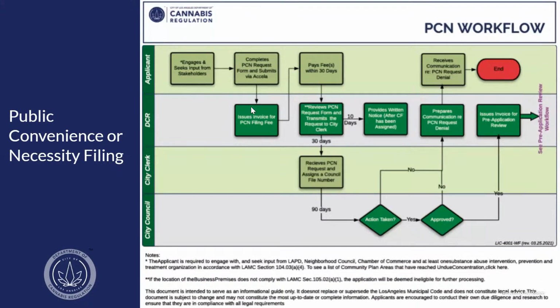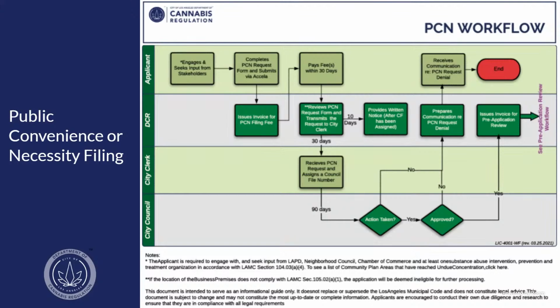Generally, as part of the PCN process, this is the actual original workflow. What will happen now is folks will go through the pre-application review process, and if we find that it's subject to a finding of undue concentration, the prospective applicant could engage with stakeholders, fill out the necessary stakeholder outreach forms, complete the PCN request form, and then upload it via the DCR licensing portal. You would be invoiced for the PCN filing fee, and then once the fee gets paid, DCR would review the information for completeness, and then we would transmit the PCN request to the office of the city clerk, and they would assign a council file number.